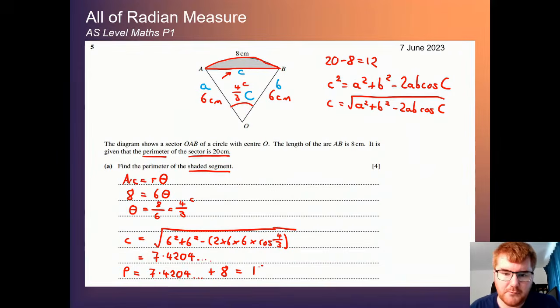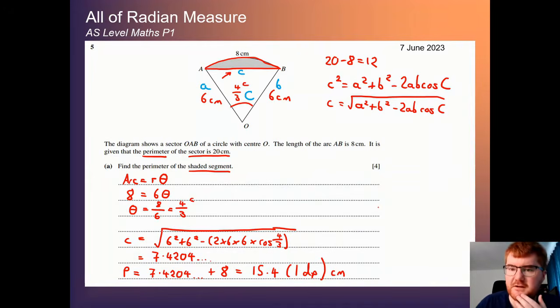To 1 decimal place. Generally, rounding to 1 decimal place or 3 significant figures is absolutely fine, and making sure we put in centimeters as well. Perfect. That gets us the 4 marks here.